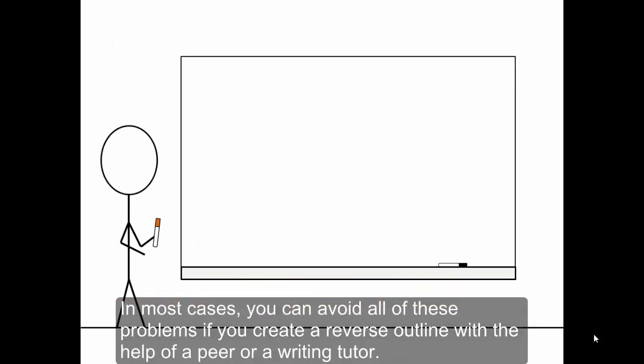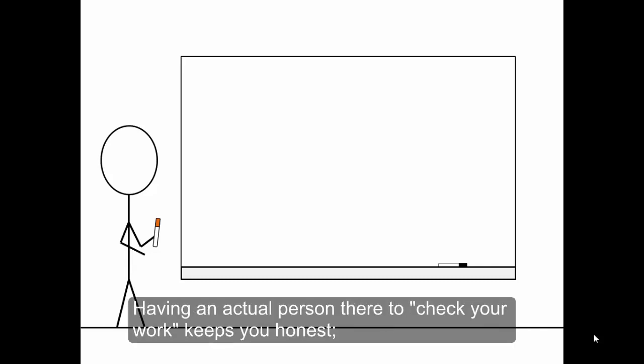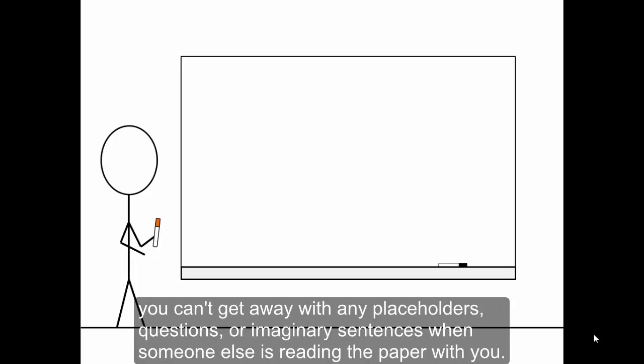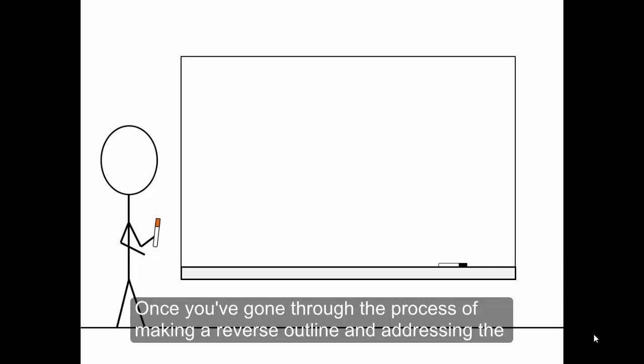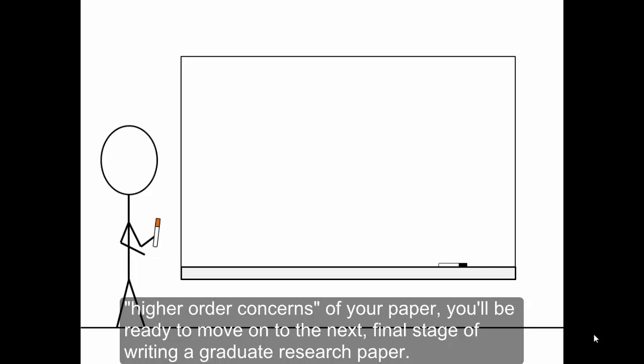In most cases, you can avoid all of these problems if you create a reverse outline with the help of a peer or a writing tutor. Having an actual person there to check your work keeps you honest. You can't get away with any placeholders, questions, or imaginary sentences when someone else is reading the paper with you. Once you've gone through the process of making a reverse outline and addressing the higher order concerns of your paper, you'll be ready to move on to the next, final stage of writing a graduate research paper.